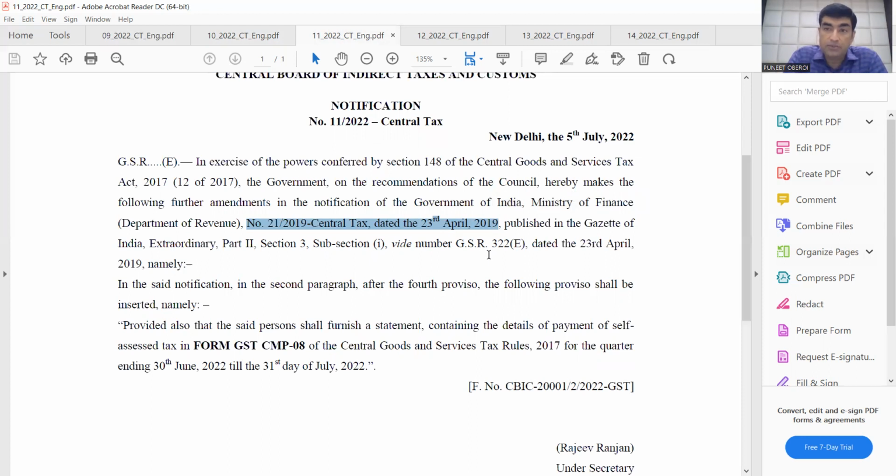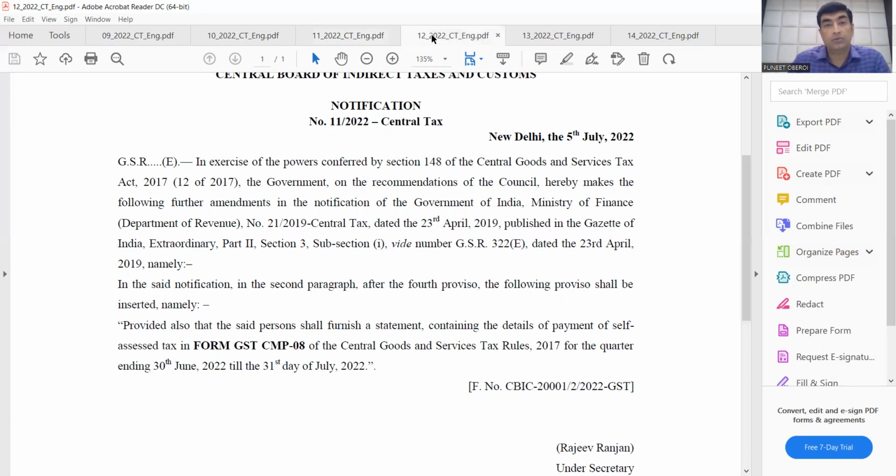There was a special procedure for the filing of the return and the payment of tax for persons covered under the composition levy. Earlier the date was given as 30th of June. Now this date has been extended till 31st day of July 2022 for the quarter ending 30th of June. So this has been amended for composition levy people.